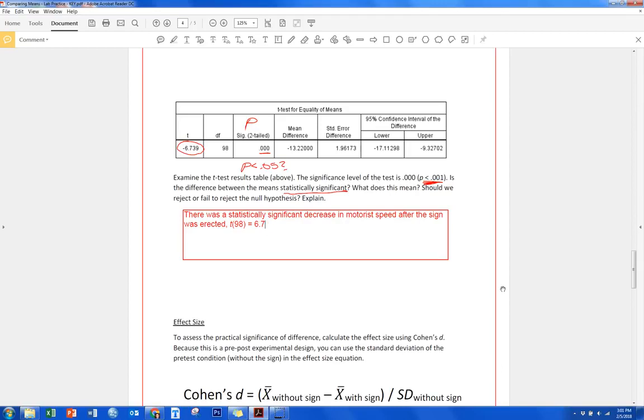We could also round that to the hundredths place, 6.74. And I left off the negative sign. Again, we're going to have the same value. It's not necessary to include that. Comma. And the p-value, p is less than 0.001, which is the next highest cutoff point. So there is a statistically significant decrease, because it was with the sign, it went down, in motorist speed after this sign was erected. Should we reject or fail to reject the null hypothesis?